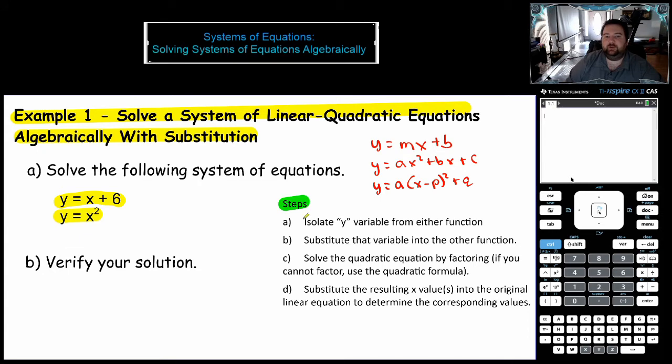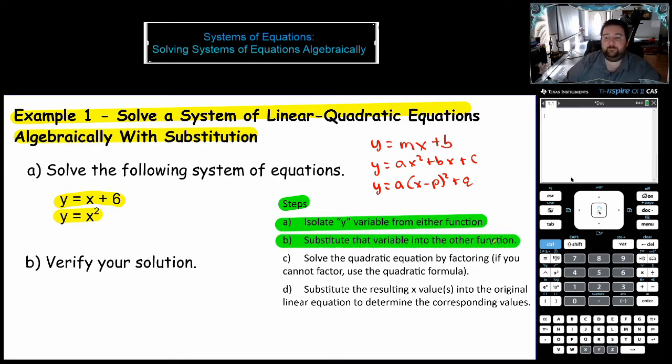So here are our steps. The first step is to isolate the y variable from both equations. In this case, they're already isolated. Our y value is isolated. Step b is to substitute that variable into the other function. In the case of linear-quadratic equations, you're going to take what your linear equation is equal to. So here we have y equals x plus 6, and I'm going to underline that. y is equal to this, x plus 6.